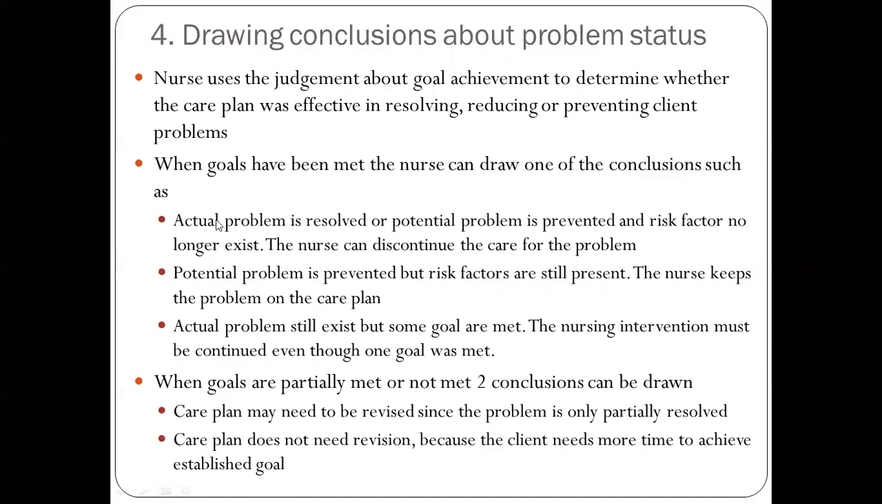Then if this conclusion is there, what can the nurse do? She can discontinue the care plan. Clear? If the second conclusion arises, that is, potential problem is prevented but risk factors are still present, the nurse should keep on the care plan. She has to continue the care plan. Next one, actual problem is still existing, but some goals are met. So the nursing intervention must be continued even though one goal was met. So all these conclusions can be derived according to the status.